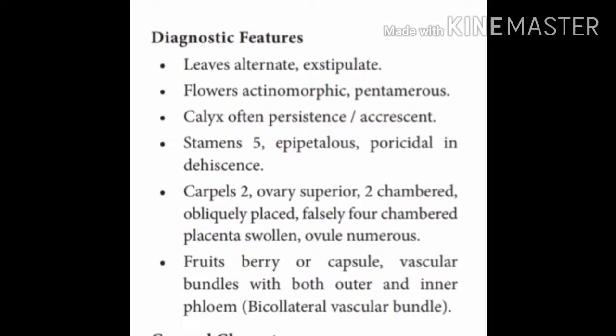Persistent. Stamens are 5, epipetalous, that is joined with the petals. Anthers are porocidal, that is, the opening will be at the top of the anther. And carpels two, ovary superior, having 2 chambers, and it is slightly tilted, obliquely placed. It's swollen. Fruit is a berry or a capsule, and vascular bundles are present. So this is about the salient features.